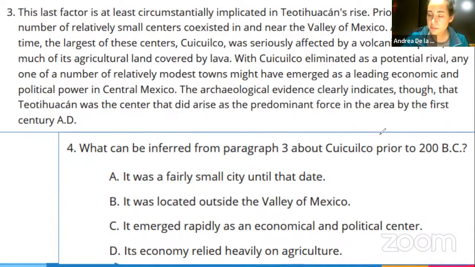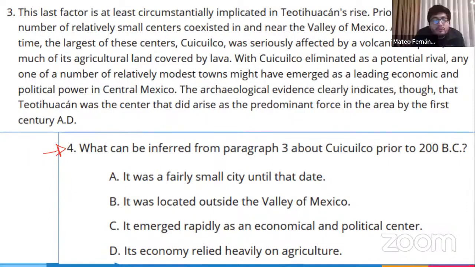Mateo, could you please read the question? Question four. What can be inferred from paragraph three about Cuicuilco prior to 200 BC?